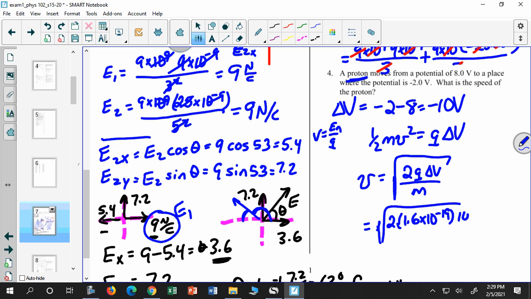10. I'm just going to leave that negative off. I'm just looking for the speed, so it doesn't matter. And then it's a proton, so that's 1.67 times 10 to the minus 27. And then whatever that answer is, that's the answer in meters per second.